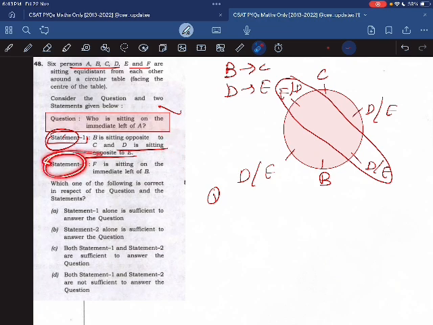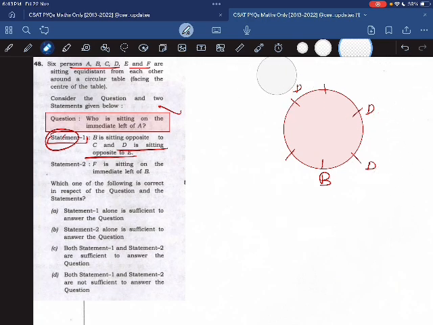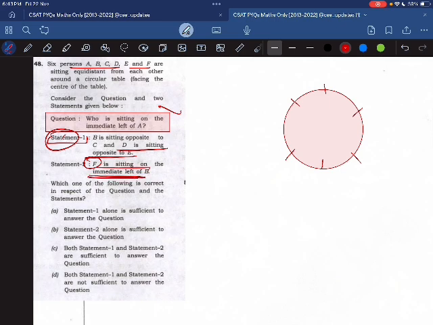Okay, we saw that. Now if we analyze the second statement independently, okay, now forget the statement 1. Now there are 6 people sitting equidistant. F is sitting immediate left of B. Now suppose B is sitting here and then F will be here. So can you solve the question here, or can you tell where A is sitting and who is sitting immediately left to the A?